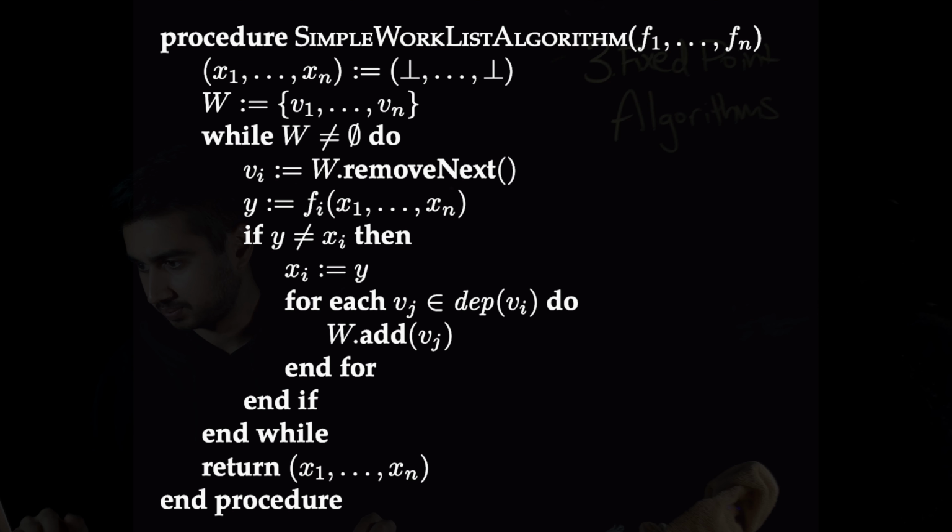So we're going to start by initializing x1 to xn to bottom, and we're going to have this w, which is the set of nodes. And while w is not empty, we're going to take an element out of it. We're going to compute this f sub i of all of our x's. If y is not x sub i, then we'll update x sub i to be y. And since we performed this update, we'll take each of the dependencies and add those back into our worklist.